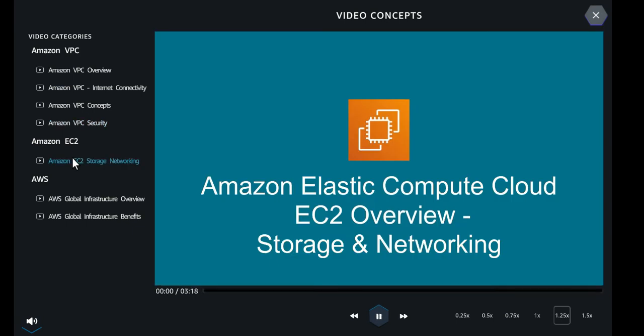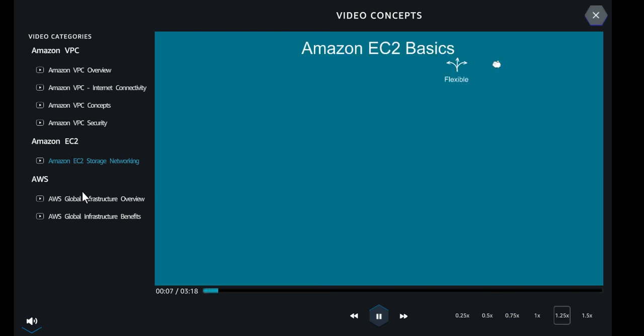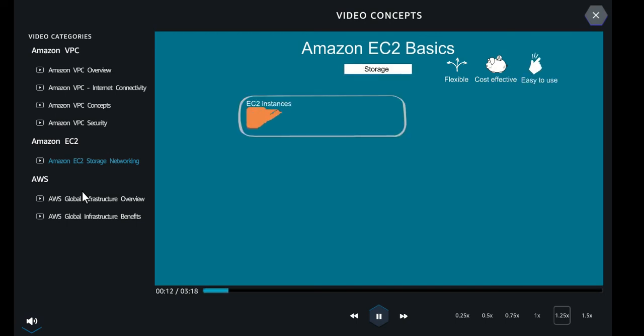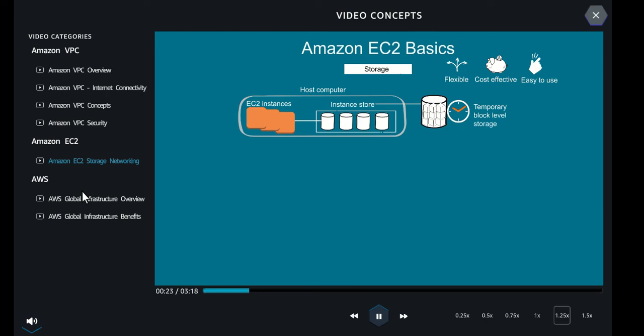Amazon Elastic Compute Cloud, EC2, Overview. Storage and Networking. Amazon EC2 provides you with flexible, cost-effective, and easy-to-use data storage options for your instances. Instances can access storage from disks that are physically attached to the host computer. This disk storage is referred to as Instance Store, which provides temporary block-level storage for your instance. You can also attach an Amazon Elastic Block Store, Amazon EBS, volume to your EC2 instance for persistent block-level storage.